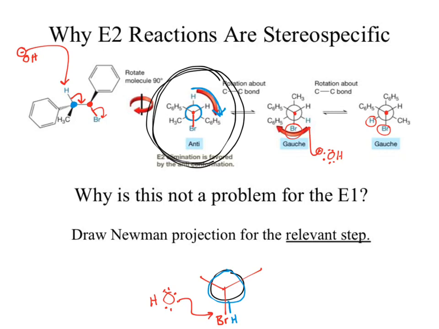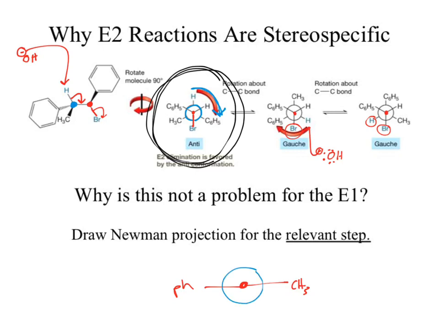Guess what the next question is going to be? Why do we not care for the E1? The leaving group has left. Our leaving group was on our red carbon, which means if we look at our Newman projection, our hydrogen, as long as it's in the plane of our p orbital, can be eliminated very, very easily. Or I could have rotated it where my hydrogen was straight down.